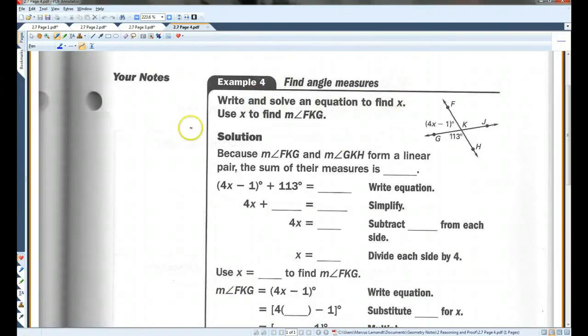Write and solve an equation to find x. Then use x to find the measure of angle FKG. Because the measure of angle FKG and the measure of angle GKH form a linear pair, the sum of their measures is 180 degrees. So FKG, that's this angle, plus GKH, that's this angle, they're a linear pair. That means they're supplementary. They add up to 180. So I can take 4x minus 1 plus 113, and that has to equal 180. I'm going to combine like terms. Negative 1 plus 113, that's 112. I'm going to subtract 112 from each side. 180 minus 112, that's 68. Now I'm going to divide each side by 4.